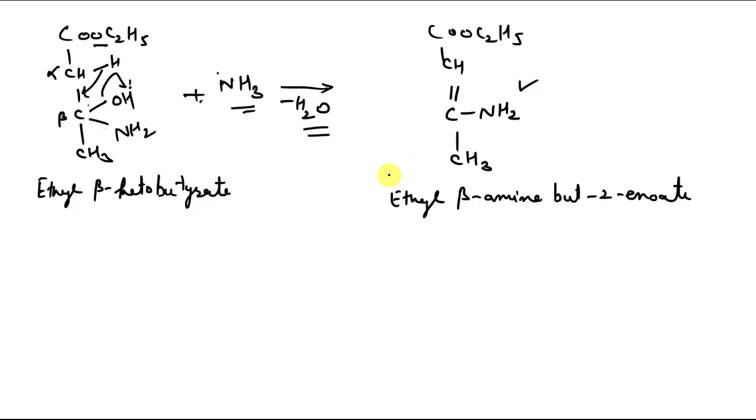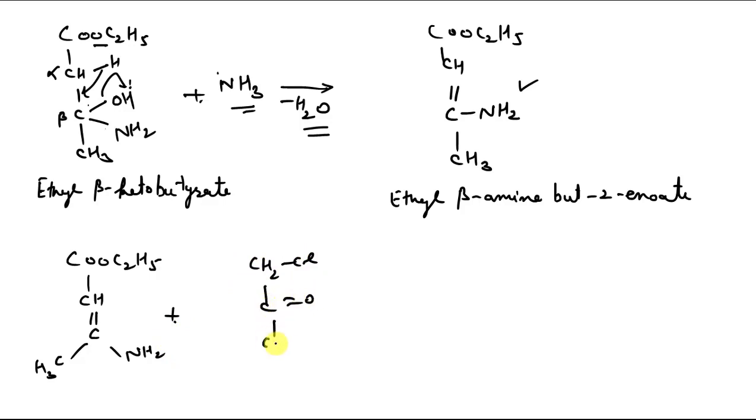Now this compound reacts with our second reactant, which was alpha haloketone. This compound, COOC2H5 CH double bond C CH3 NH2, reacts with CH2 Cl CO. So I am taking here alpha chloroacetone. This is our alpha haloketone. This is the ketone, this is the alpha position, we have a halogen at the alpha carbon, so alpha haloketone, and this particular compound is alpha chloroacetone.